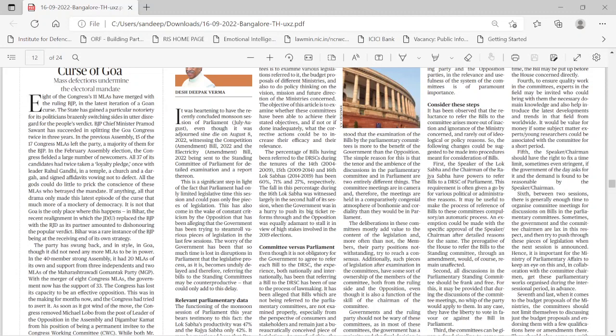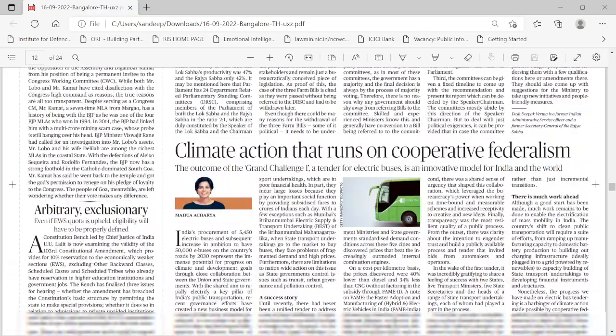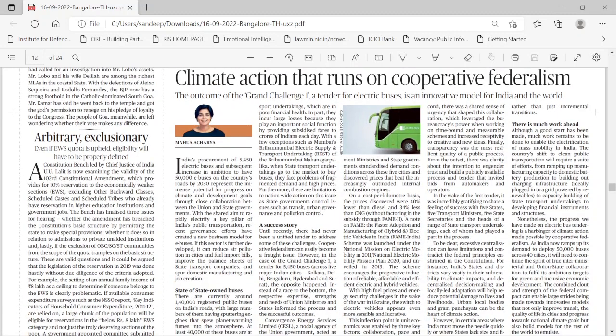So there must be a fixed time frame to pass these bills by the committees. Full stop.